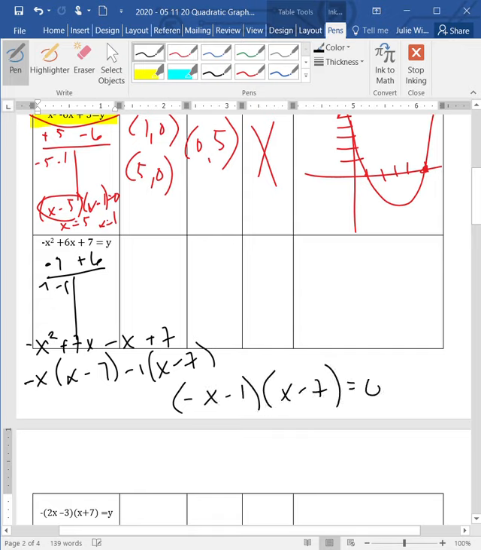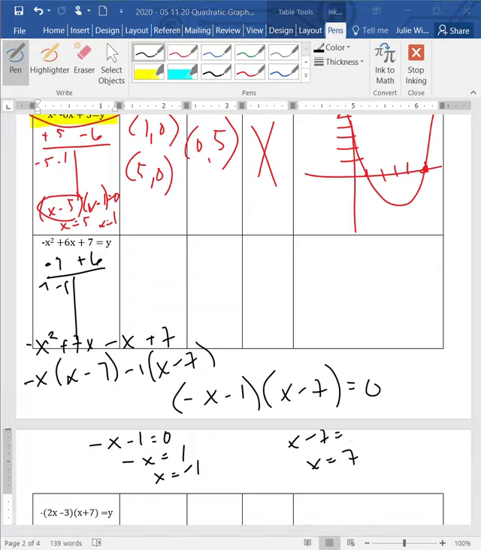I'm going to set that equal to 0. Okay, I'm going to go on to the next page a little bit, because if I were to ask you to solve by factoring, you would do negative x subtract 1 is equal to 0 and solve it, and x minus 7 is equal to 0 and solve that. This is going to be negative x is equal to 1, so x is equal to negative 1. This is going to be x is equal to 7. Let's see how that comes into play in the graph.